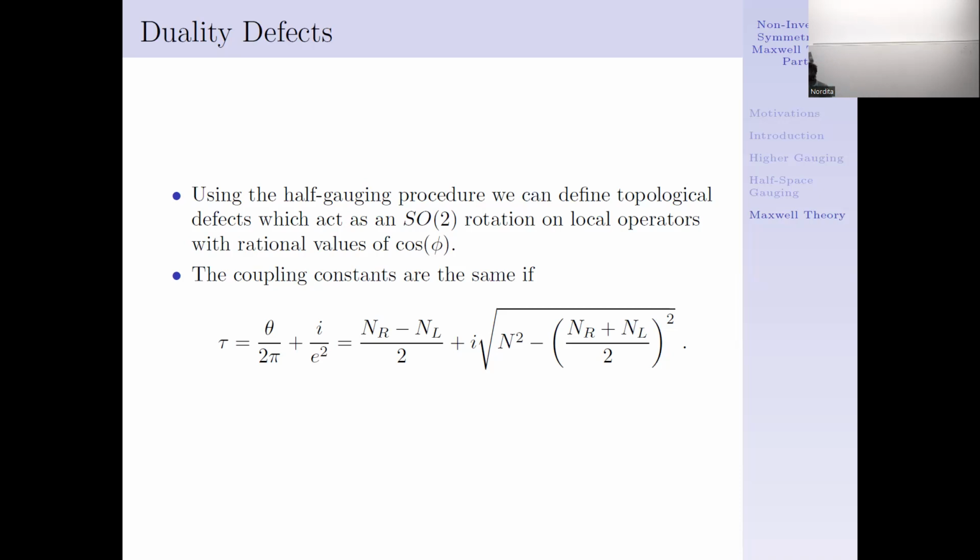Actually, if for fixed tau you start fusing these defects, you'll get defects of the same type. Except if you fuse two defects with phi and minus phi, then you will get some condensation defect.